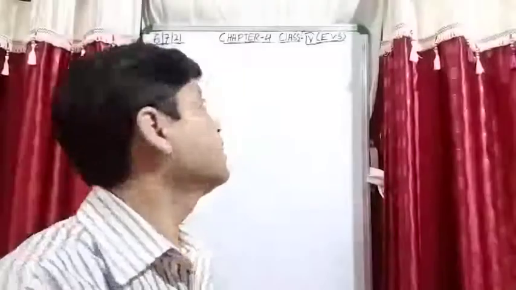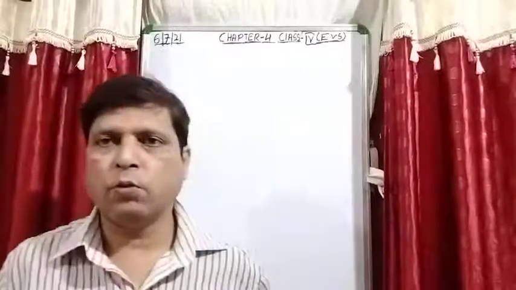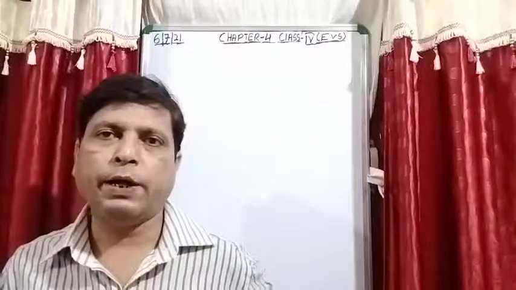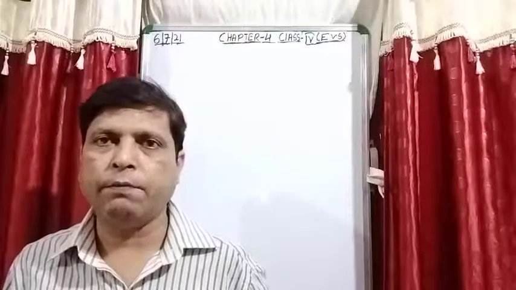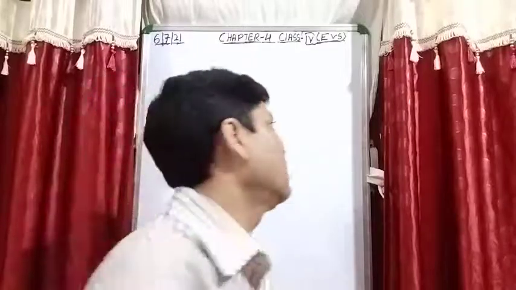Today's date is 6th July 2021, and I am teaching you chapter number 4, and the name of the chapter is Animal Life: Reproduction in Animals.